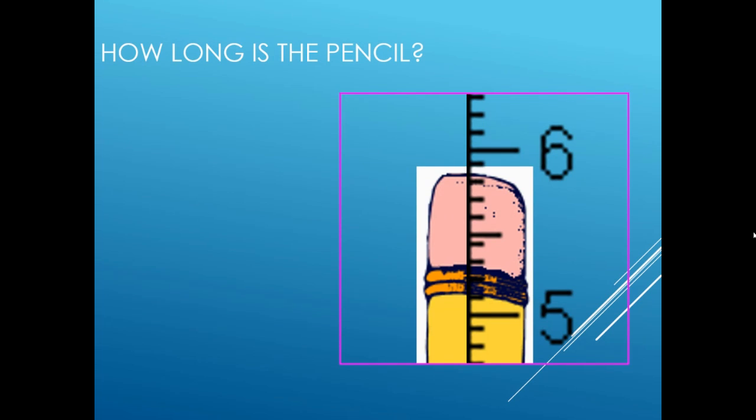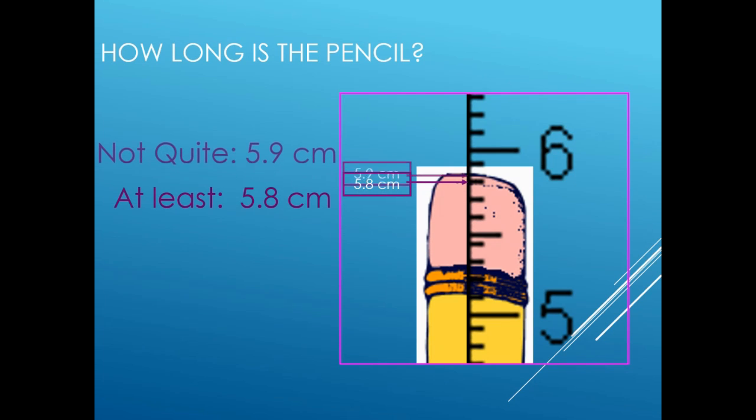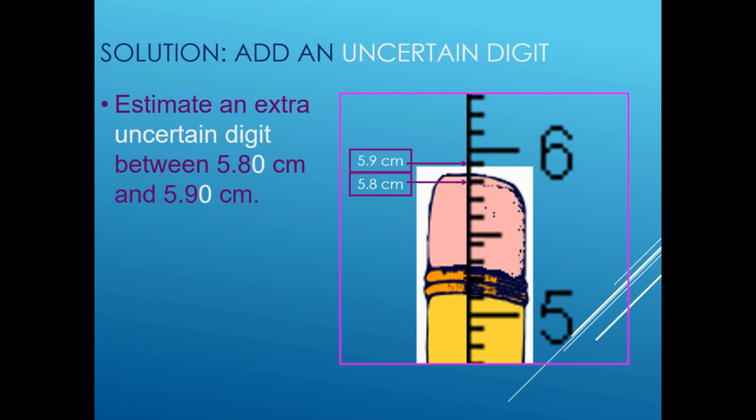So say we want to measure the length of a pencil. You would get a ruler and line the pencil up with the end of the ruler and see where the other end of the pencil lands. We can say that the pencil is at least 5.8 centimeters, but it doesn't quite go to 5.9 centimeters. So what we do is we add what we call an uncertain digit. Somewhere between 5.80 and 5.90 centimeters is the actual length of the pencil. This is the amount of uncertainty that we have in our measurement.